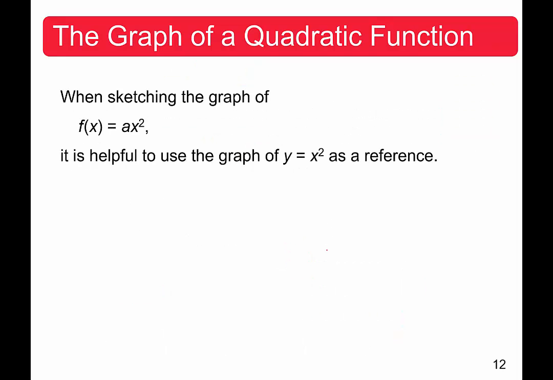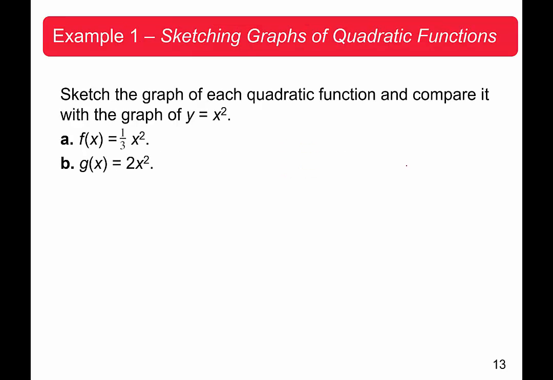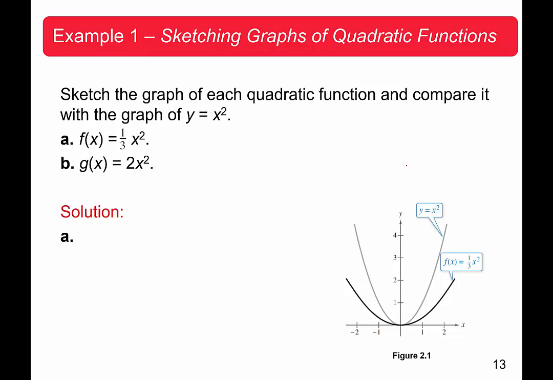And now when sketching a graph of f of x equal to ax squared, it's helpful to use a graph of y equal to x squared as a reference. For example, we just apply some transformation to come up with the graph of the transformation functions. And for example, if you want to sketch each of the quadratic functions below and compare with the graph y equal to x squared, we look at f of x.